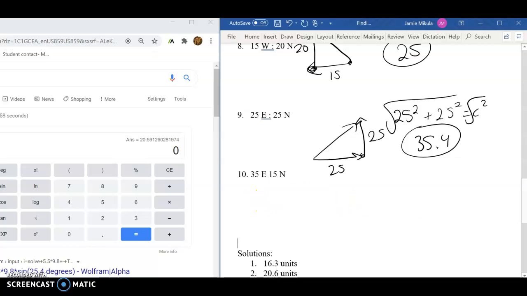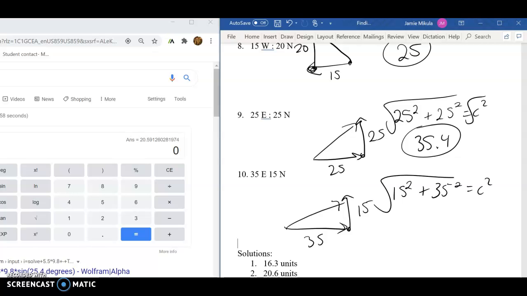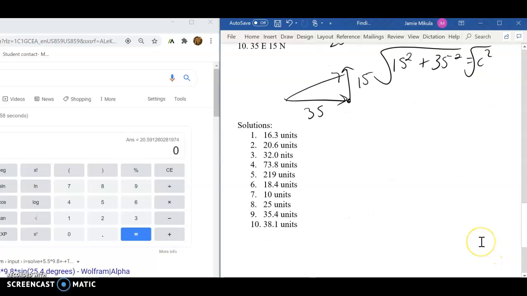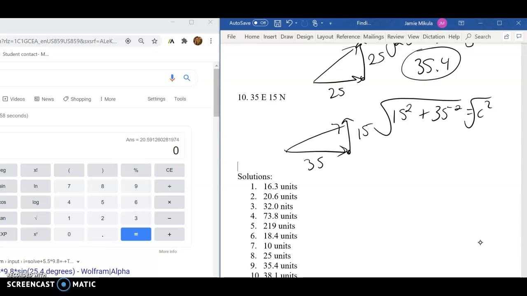All right, last one. You go east 35, and then you go north 15, so we're looking for that resultant. 15 squared plus 35 squared equals c squared. Take the square root of both sides. So 15 squared plus 35 squared, and then take the square root, you get 38. Let's check our answers. Very good. We round up to 38.1, and that is the end.